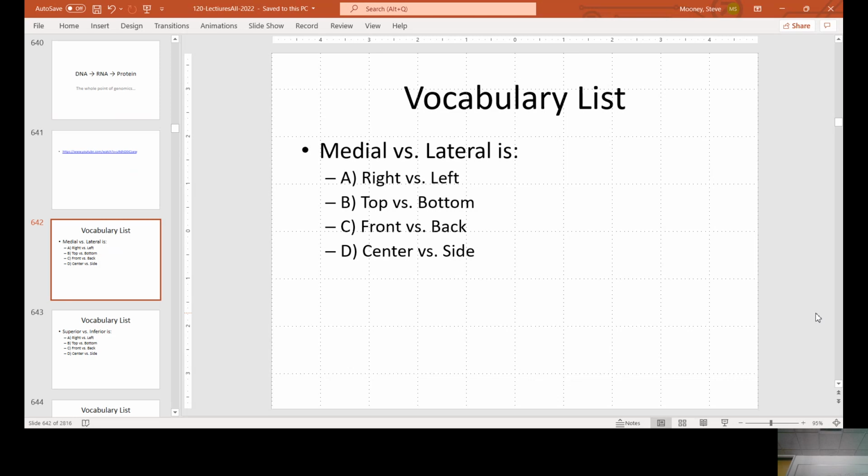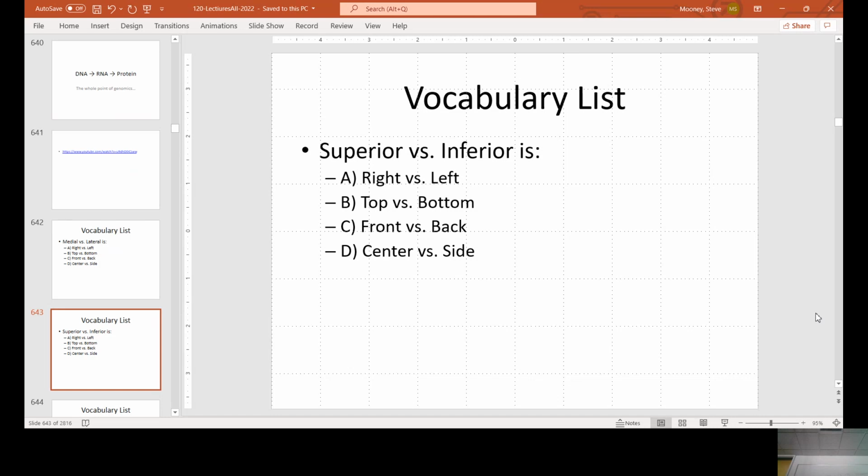Probably the best answer up there is D. Well, we could sort of see why you went with left and right. The medial plane is certainly in the middle, that splits left and right. But medial versus lateral is closer to the center versus closer to the side.